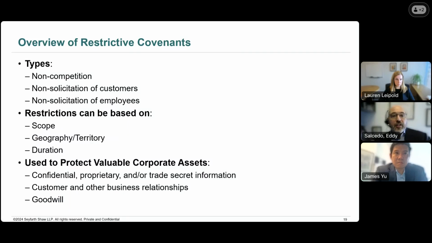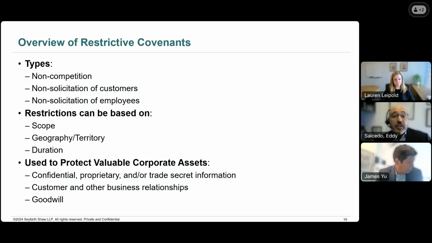So as I said, you've got your non-competition, your non-solicitation of both customers or employees. You also don't want someone leaving and then taking their entire team with them. And these are all going to affect not just what the employee does at the next place, but potentially their next employer. So how you decide to restrict, or what you decide to restrict, is going to be based on what you're trying to protect.